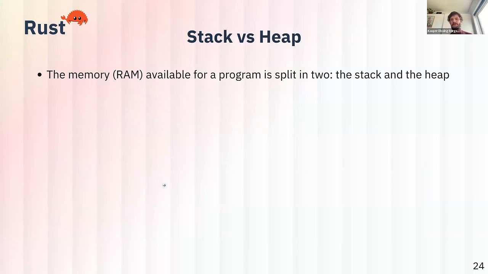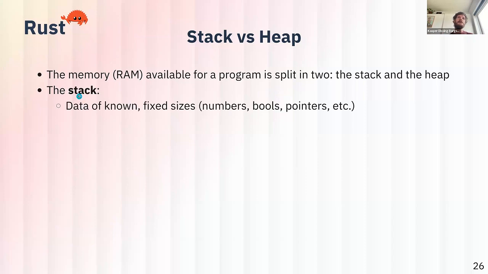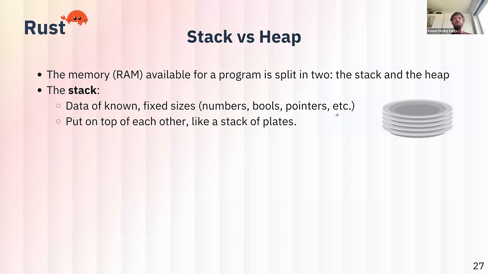To understand this a little bit better, and also to understand some of the choices in Rust, it makes sense to briefly look at the stack and the heap. So the memory on your computer, like the RAM available for a program, is split in 2. First, the stack. The stack is for data of known and fixed sizes, such as numbers, bools, and pointers. And you put them on top of each other like a stack of plates. And you use last in, first out. So the topmost plate is the one you can take off first again. So plates are very quickly put on and taken off.